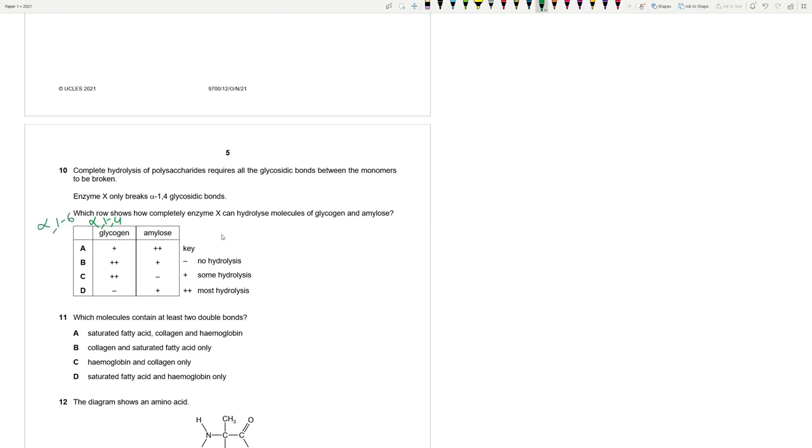Some of it will be hydrolyzed, not most. Some of it will be hydrolyzed. So it can't be this, it can't be these either. 10 should logically be A.